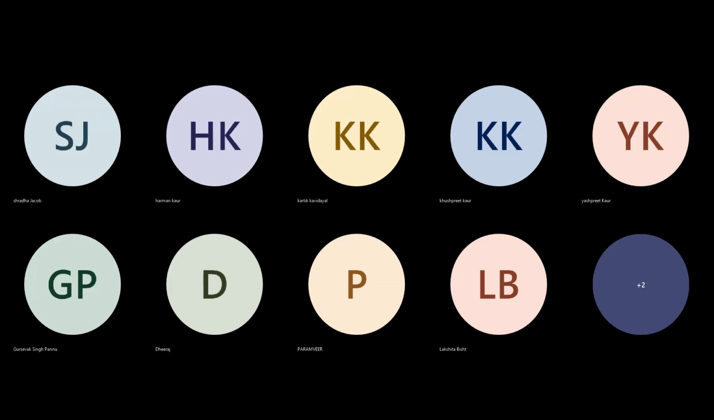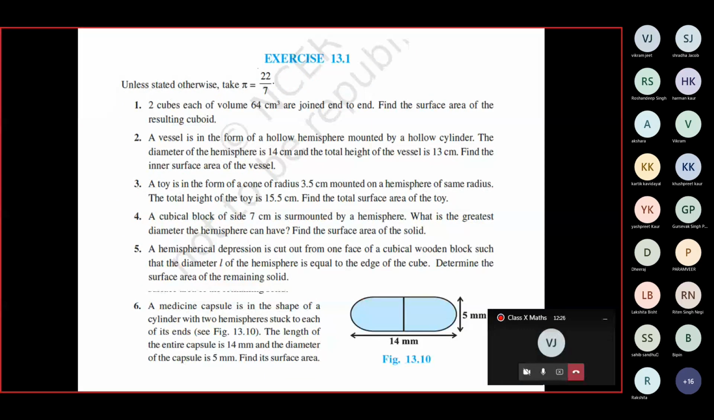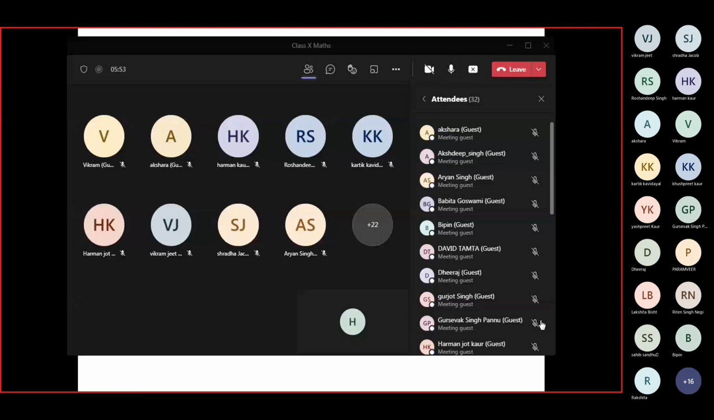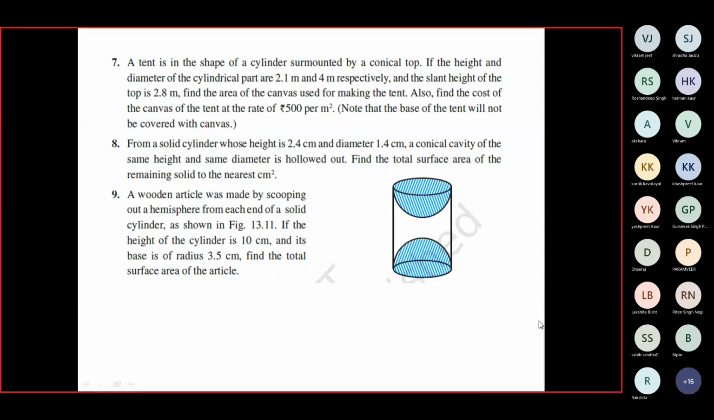Students, where we had left off, we'll continue today's lecture. Till yesterday, we had done till question number 5. From question number 6 onwards, we are going to do today in the class. So let us continue on to that.